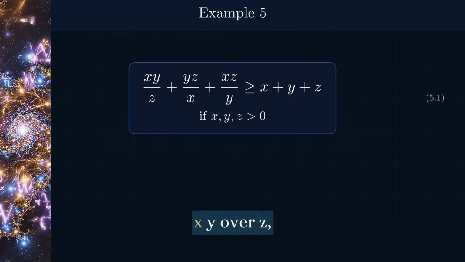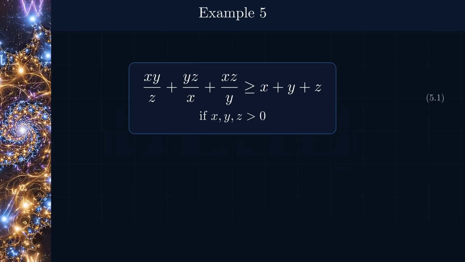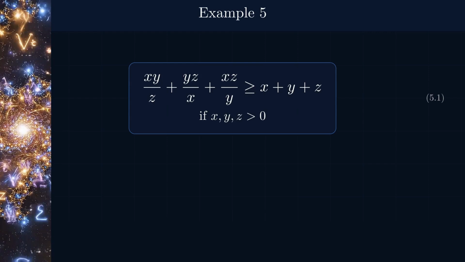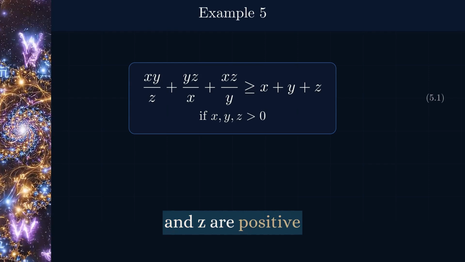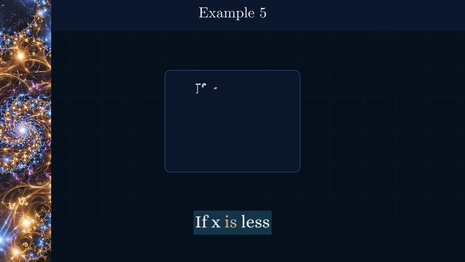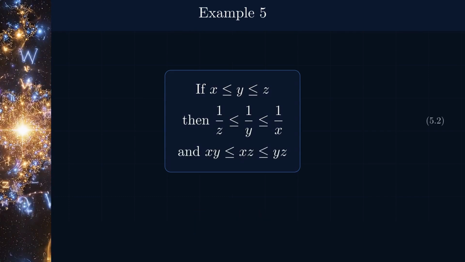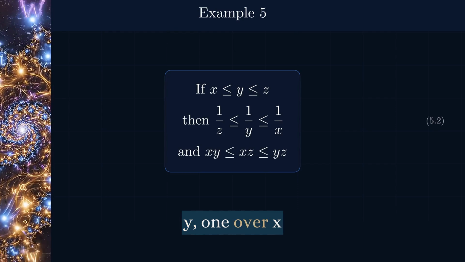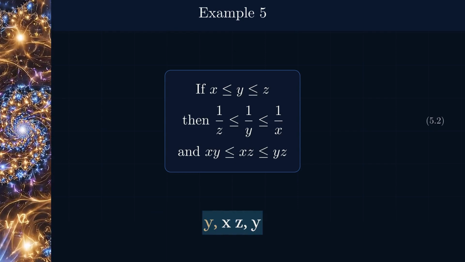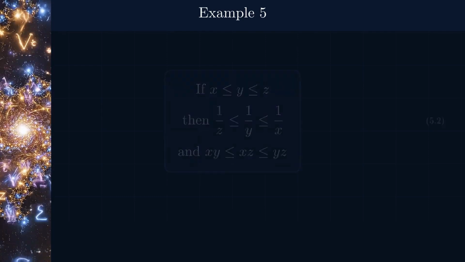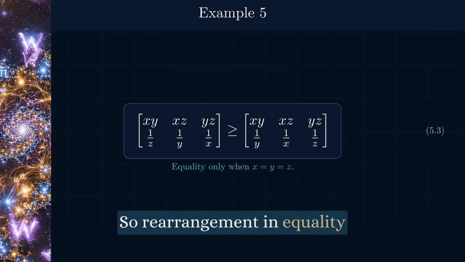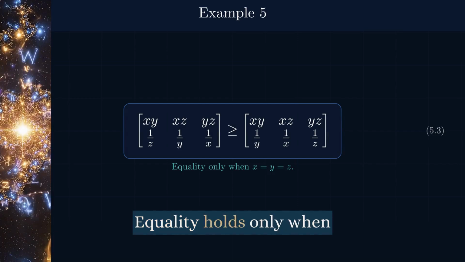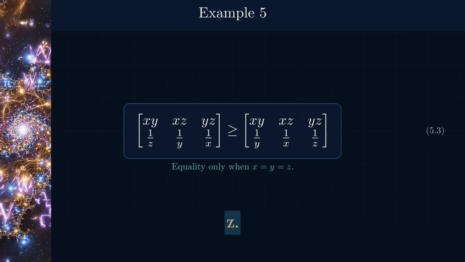Example 5. We shall prove that xy over z plus yz over x plus xz over y is greater than or equal to x plus y plus z if x, y, and z are positive numbers. If x is less than or equal to y and y is less than or equal to z, then 1 over z, 1 over y, 1 over x are increasing, and xy, xz, yz are also increasing. So rearrangement inequality 5.3 directly gives the desired inequality. Equality holds only when x equals y equals z.